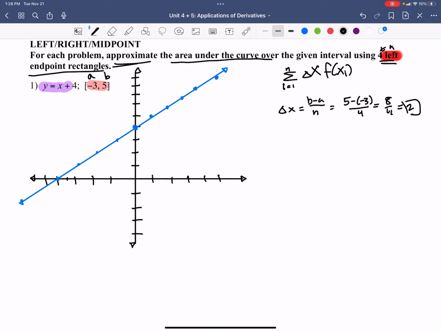All right. You start here for your left-hand side. You see how it says left endpoint rectangles? This is called the left sum. And this is your start point. Okay?